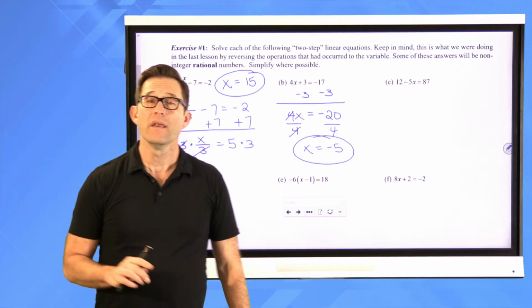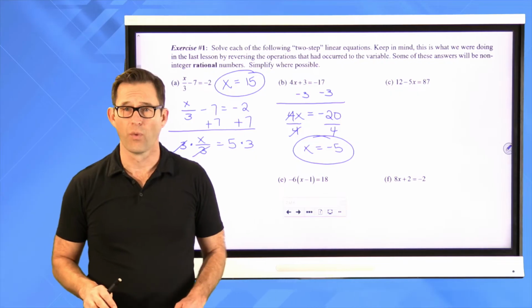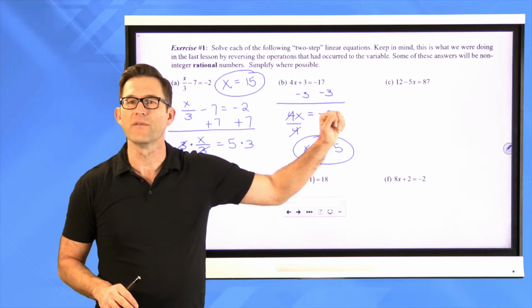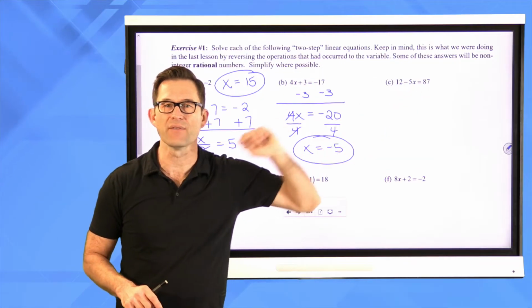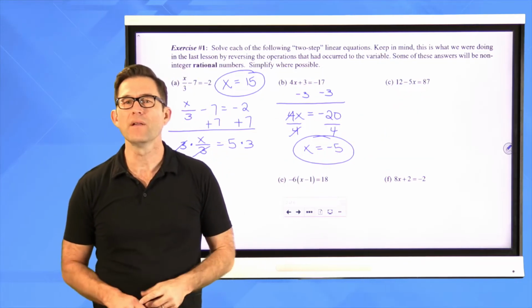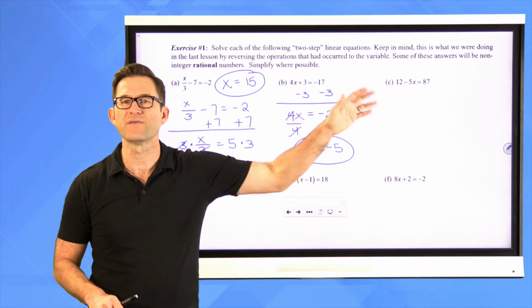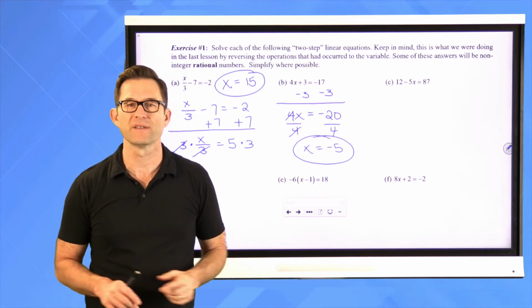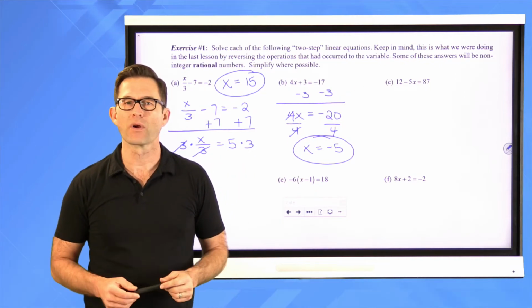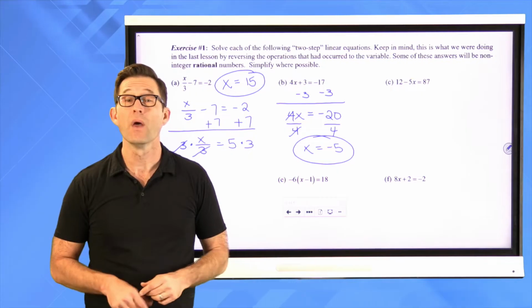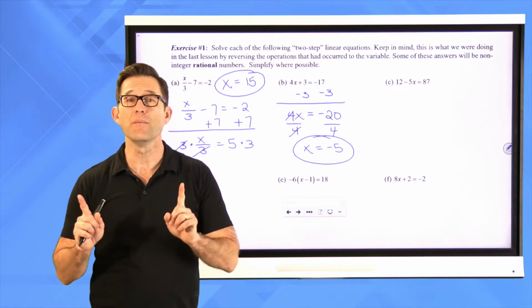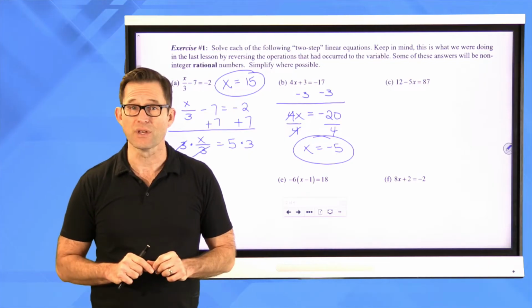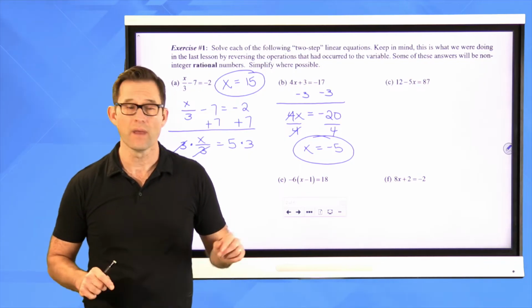Okay. Now, those two are very, very straightforward. Letter C is a little bit different because I have 12 minus 5x is equal to 87. There's no real big deal on that, but the fact that it's 12 minus 5x as opposed to 5x minus 12 makes it a little bit more confusing for students sometimes. So what I would suggest in a situation like this is use the commutative property of addition. That's right, I said addition, right?